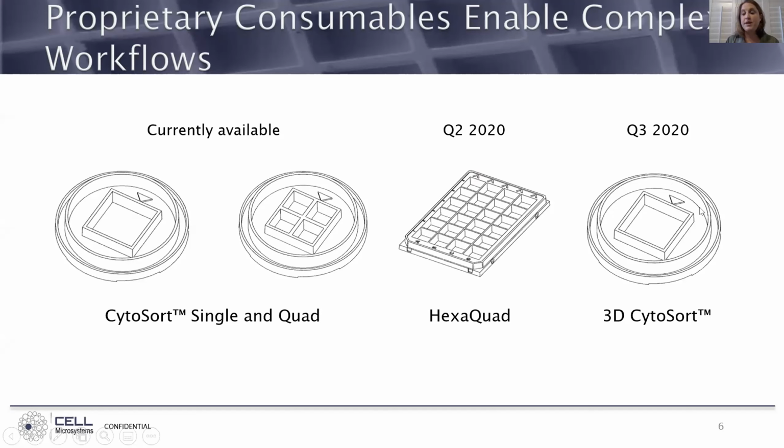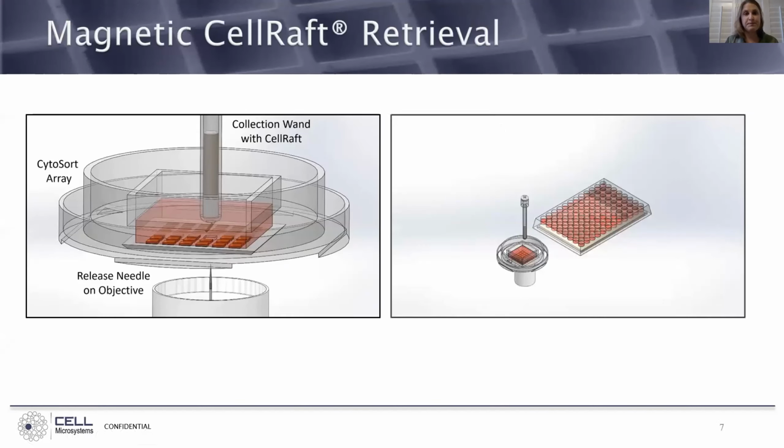Our next product will be the 3D CytoSort, which has deeper microwells and a larger footprint for the cells to grow in, and that is to enable organoid or embryoid body culture for more three-dimensional type cultures.